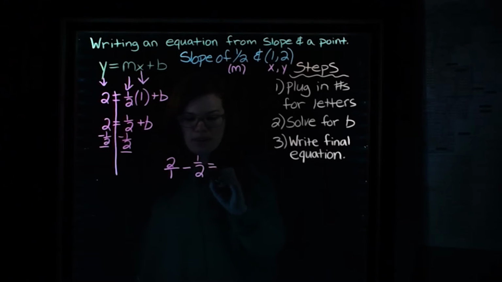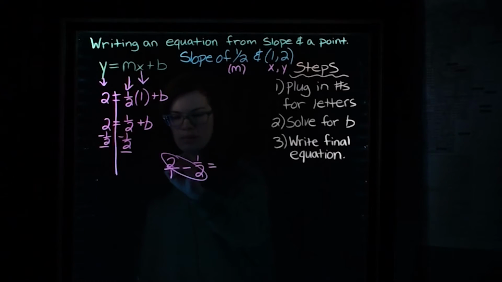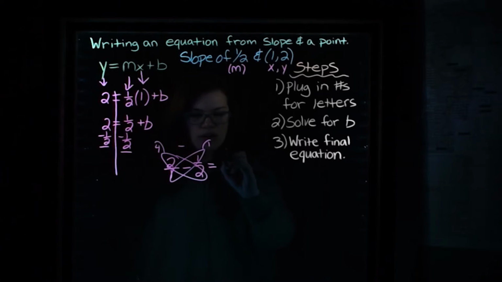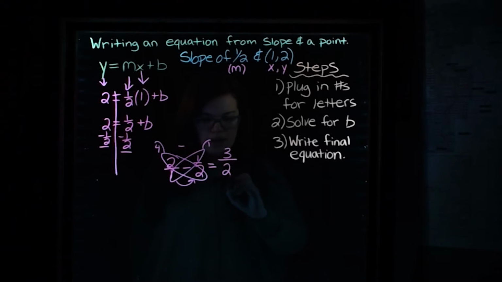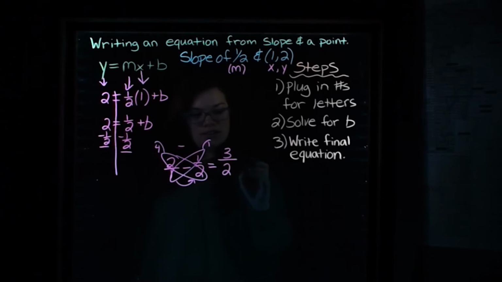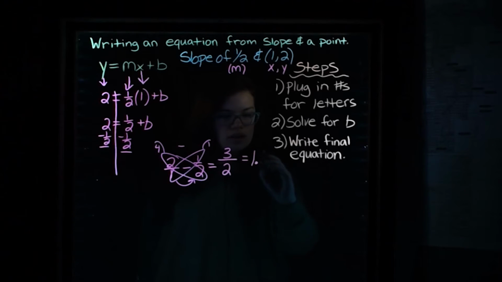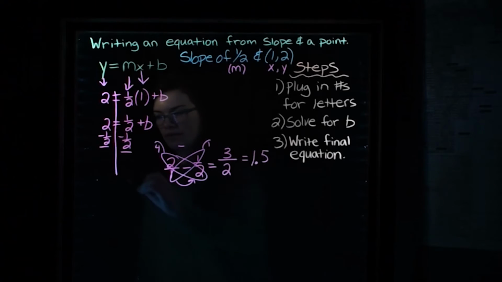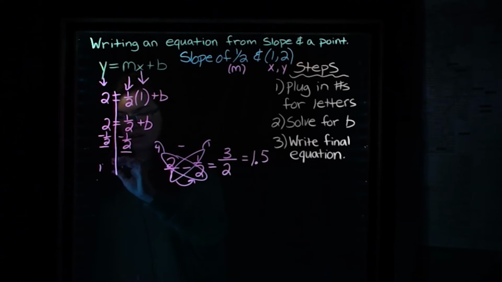I like the butterfly method. Draw a pretty butterfly. Those 2 multiply, and these 2 multiply. Then they subtract. 4 minus 1 is 3, and then these 2 multiply, and it goes to your denominator. Now 2 goes into 3 1.5 times. So let me write that for my memory, and then I go ahead and write that right here. 1.5 equals b. That's it.